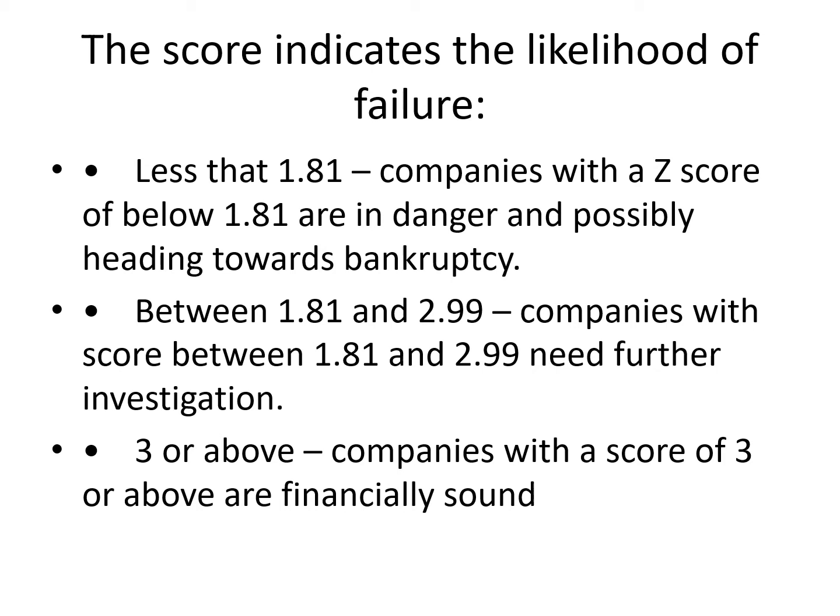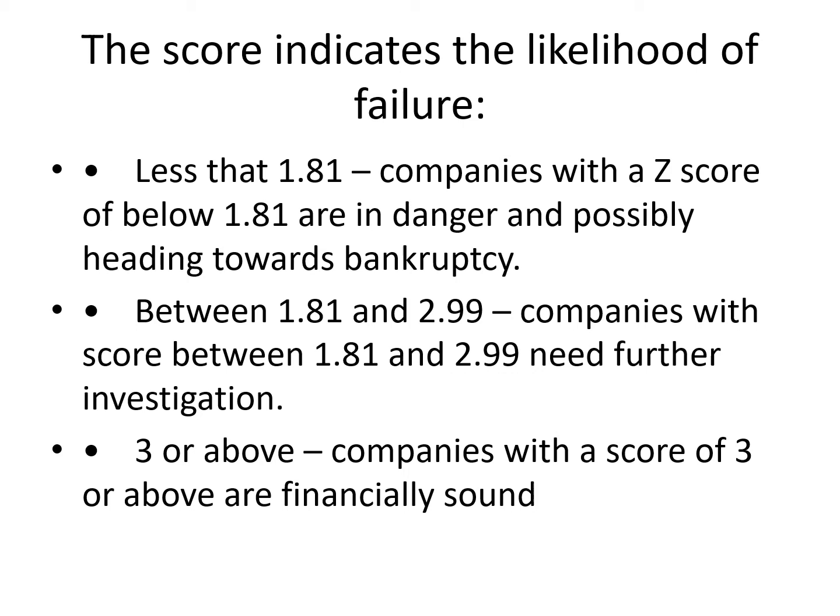We will solve the practical example. After solving, if we find a number less than 1.81, this means that the companies with a Z score below 1.81 are in danger and can become bankrupt corporations. So any result from the Z score below 1.81 means this corporation is at a danger level, okay?